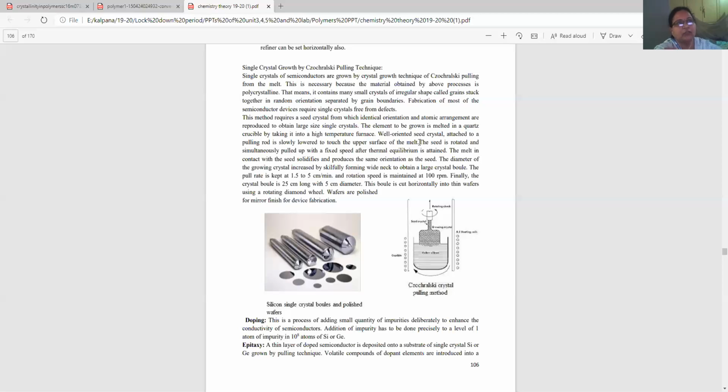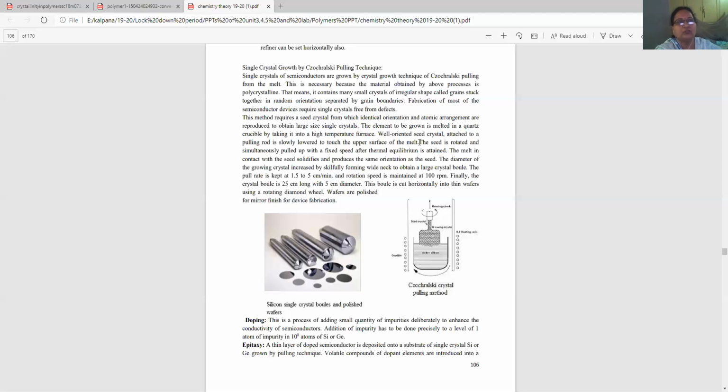Now this is cut horizontally into thin wafers using a rotating diamond wheel. See what we need is to cut the wafers of the semiconductor material. So these wafers are polished for mirror finish and for device fabrication.